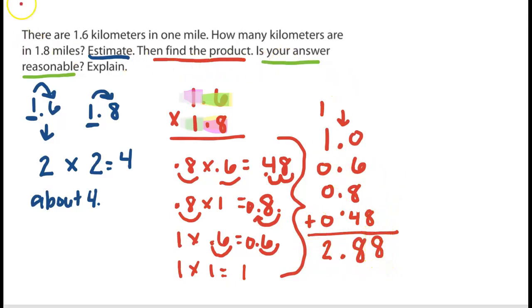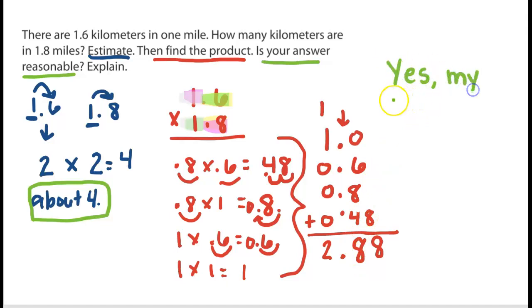So is my answer reasonable? When we estimated, we said that it was going to be about 4. Well, is 2.88 about 4? Is it close? I would say it is. It would be in range because if you rounded this 2.88, that's going to give you 3. But I would say yes, my answer is reasonable.